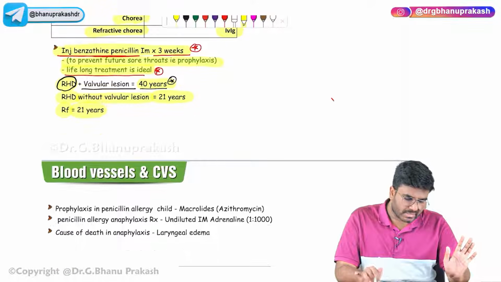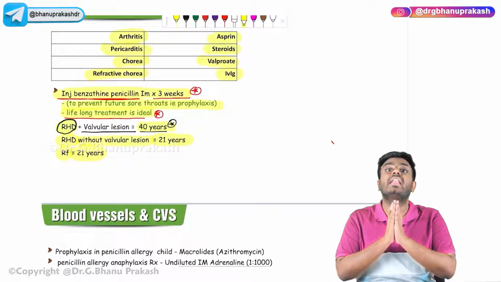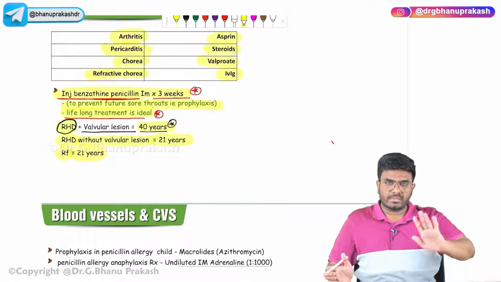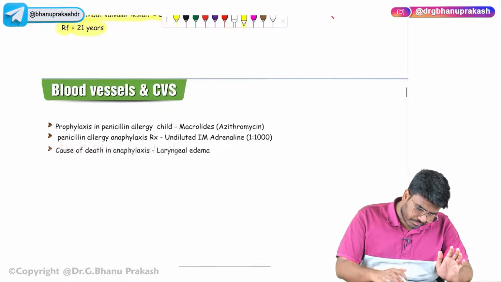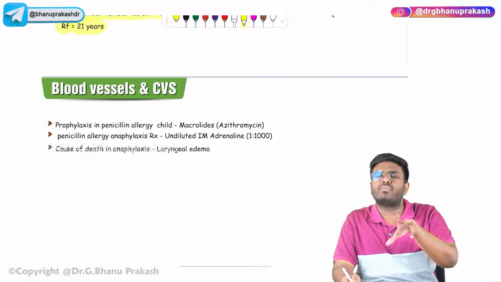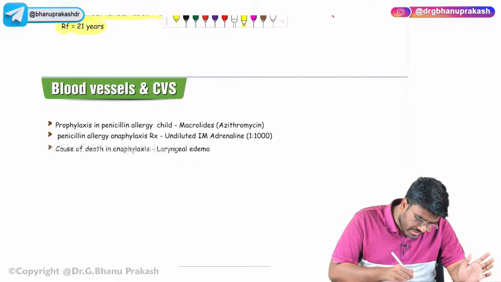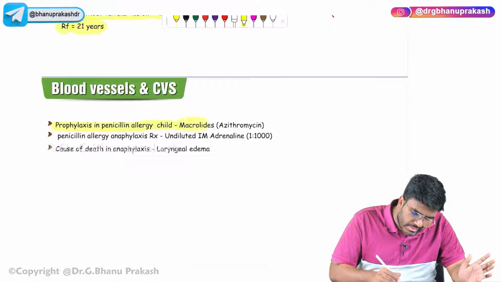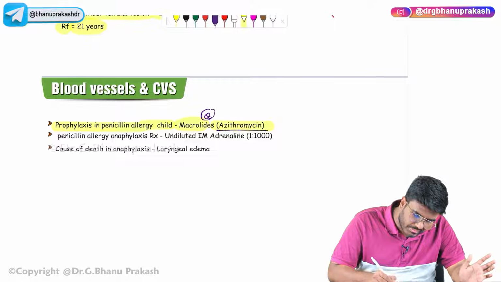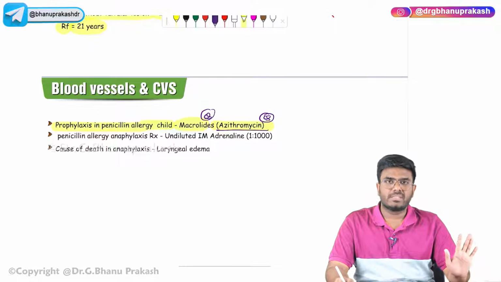So these are some important points. This is the prophylaxis: intramuscular benzathine penicillin once in every 3 weeks, lifelong. If lifelong is not there in the options, then I have given you some other alternatives also. Now, what if this child has penicillin allergy? Then the patient should take another antibiotic like a macrolide, like azithromycin. So azithromycin is used in patients who have penicillin allergy.